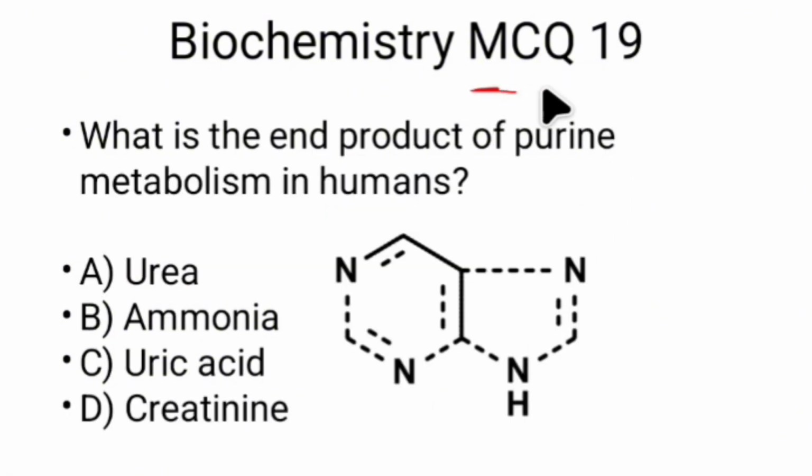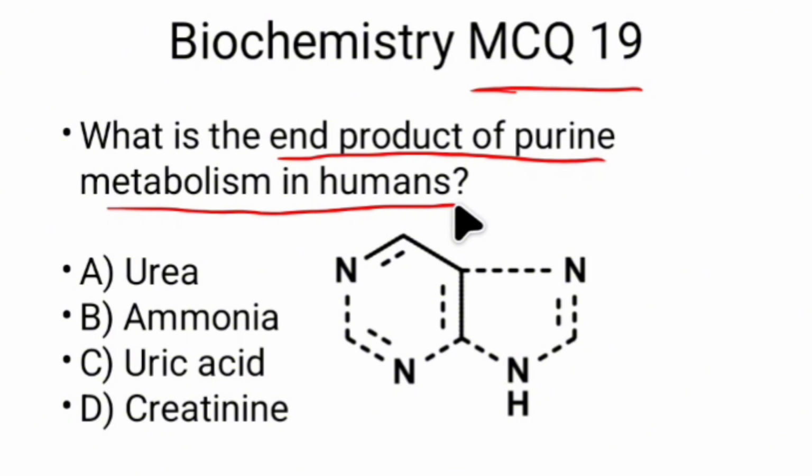Question number 19. What is the end product of purine metabolism in humans? Correct option is uric acid. Uric acid is the end or final product of purine metabolism.